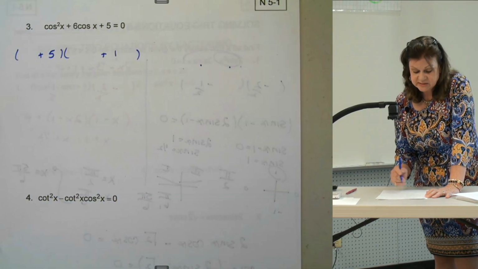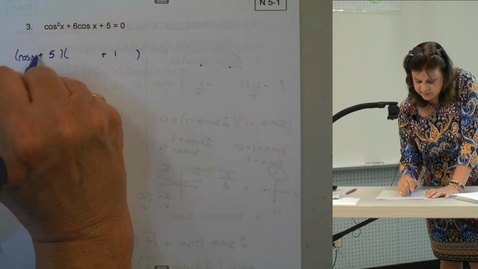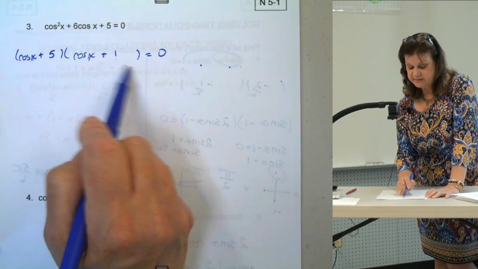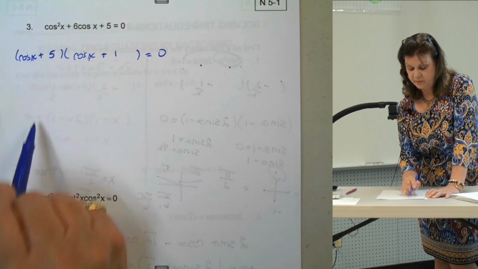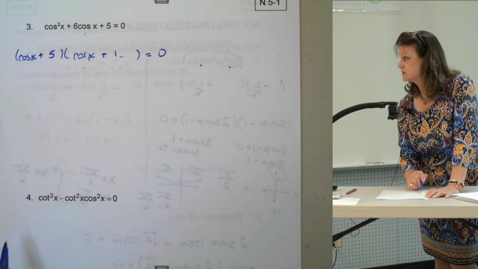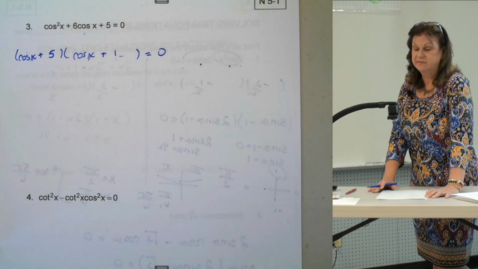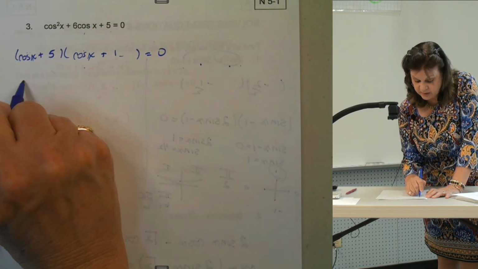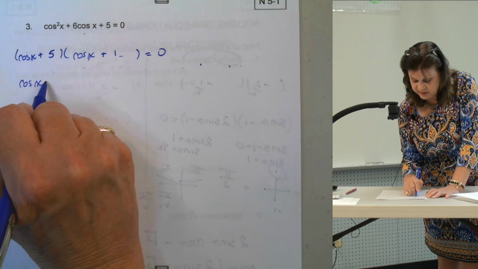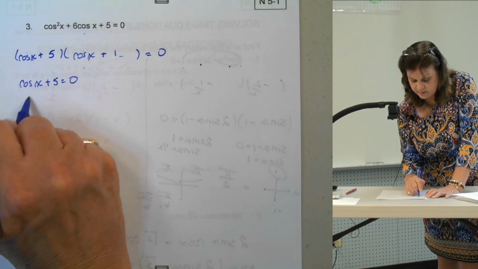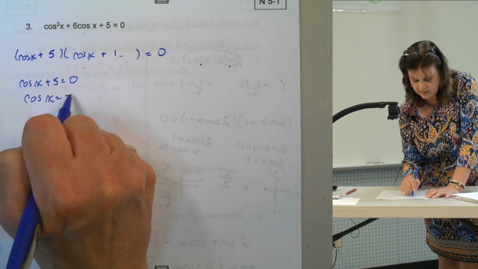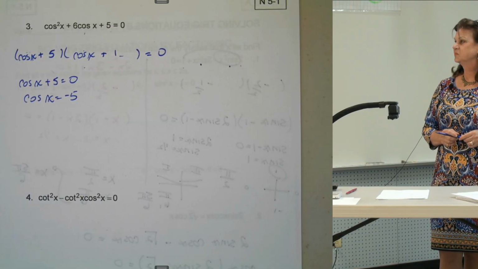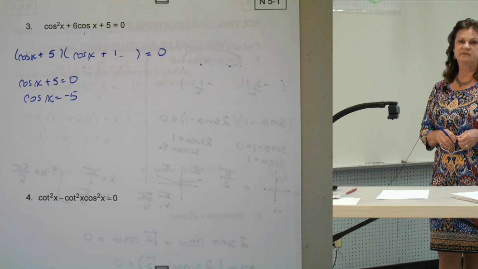Now, instead of x, my variable is cosine x. So if I multiply this back together, I get cosine squared. 1 cosine plus 5 cosine is 6 cosine, and 5 times 1, of course, is 5. Okay, let's take our first term. We're saying what angle has the cosine of -5? Well, what angle does have the cosine of -5?